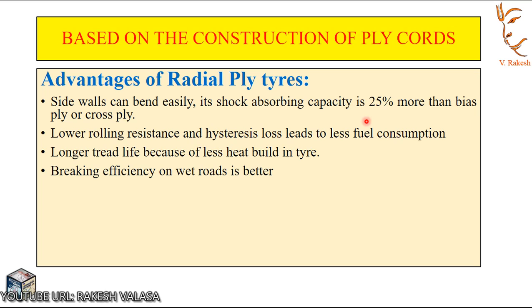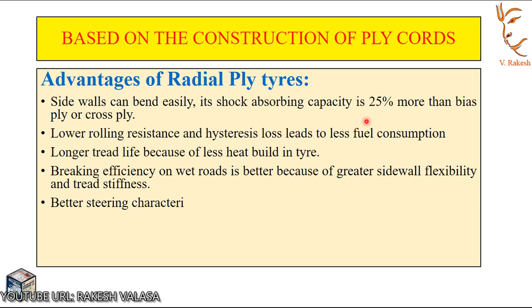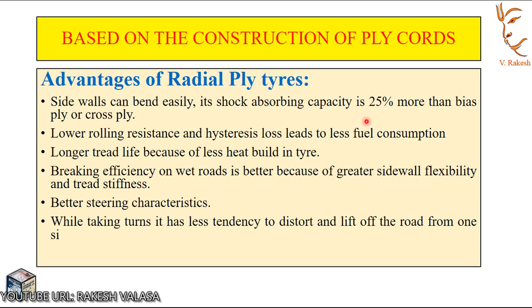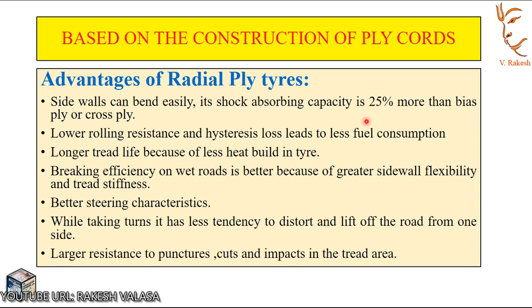braking efficiency on wet roads is better because of greater sidewall flexibility and tread stiffness, better steering characteristics. While taking turns, it has less tendency to distort and lift off the road from one side. Larger resistance to punctures, cuts, and impacts in the tread area. The radial ply tires will not puncture easily because steel belts are used in this type.